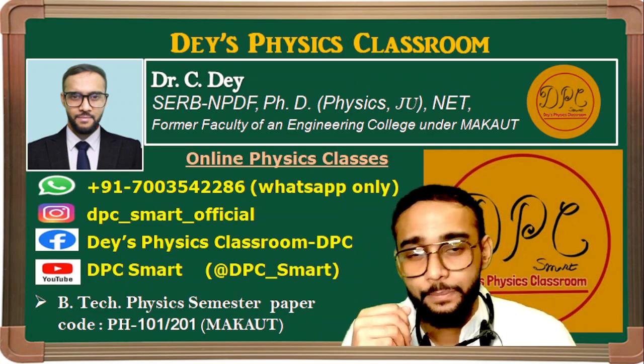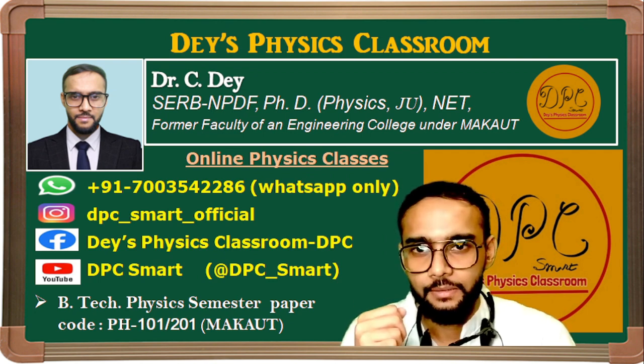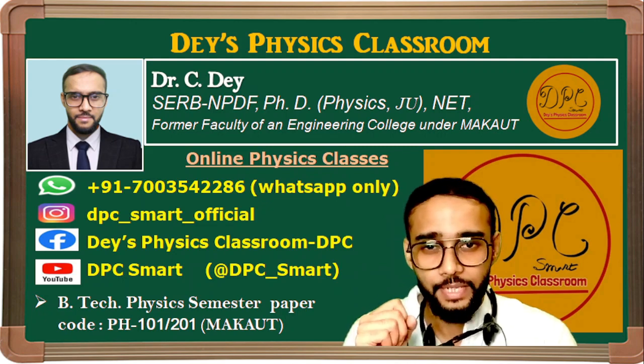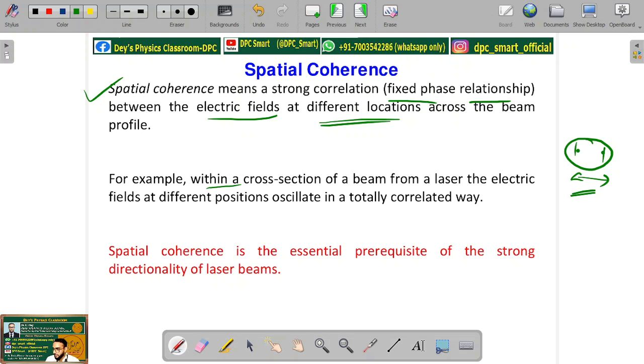So the second type of coherence is called spatial coherence. Spatial coherence means a fixed phase correlation or a strong correlation between electric fields at different positions but at the same time. Suppose this is a cross section of a laser beam. If within a cross section of the laser beam, electric fields at two different positions oscillate in a totally correlated way, that means there is a fixed phase correlation between these two electric fields at different locations but at the same time. So spatial coherence is the coherence property of two electric fields at different positions but at the same time. If a constant or fixed phase correlation is maintained between them, then they are said to have spatial coherence.